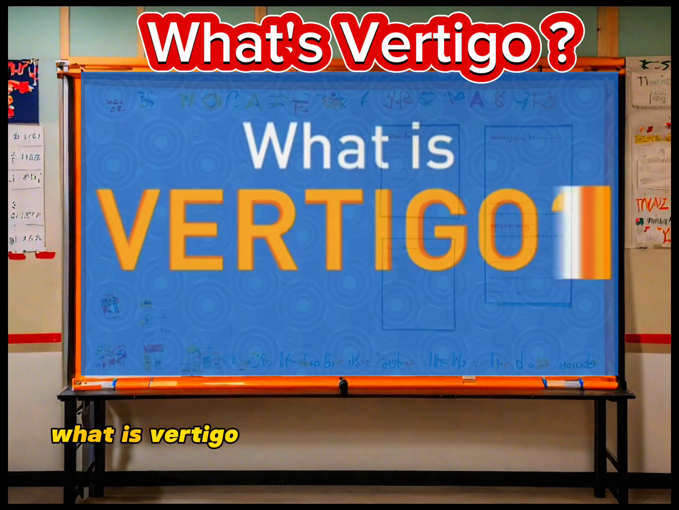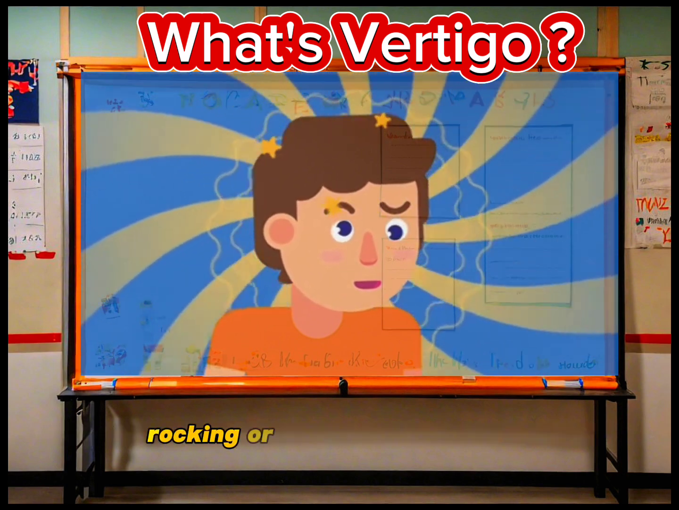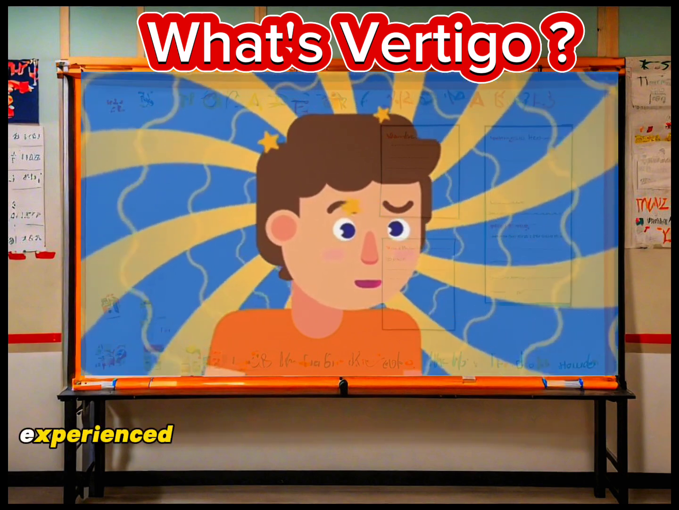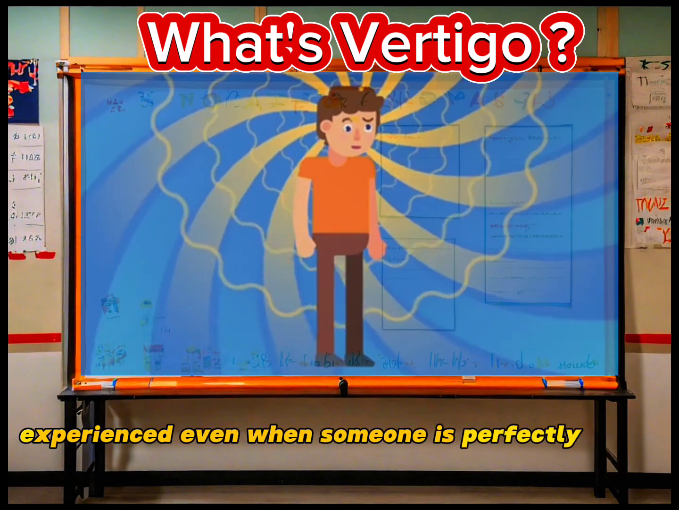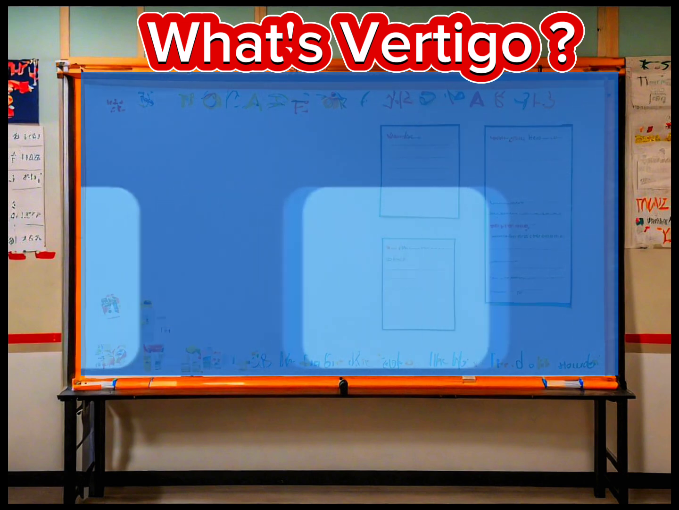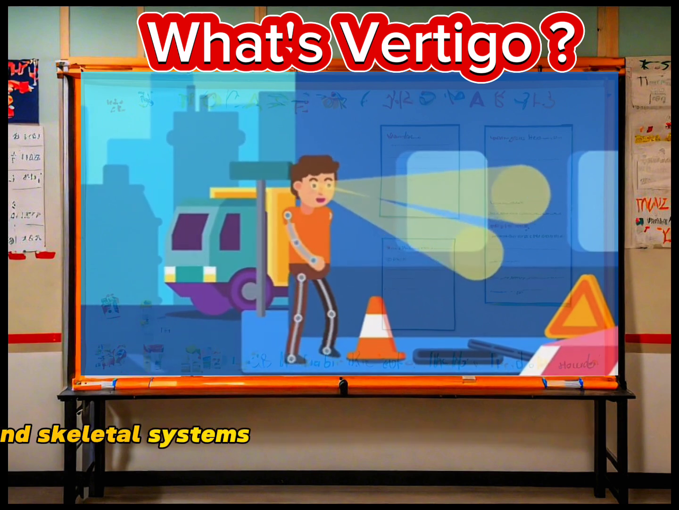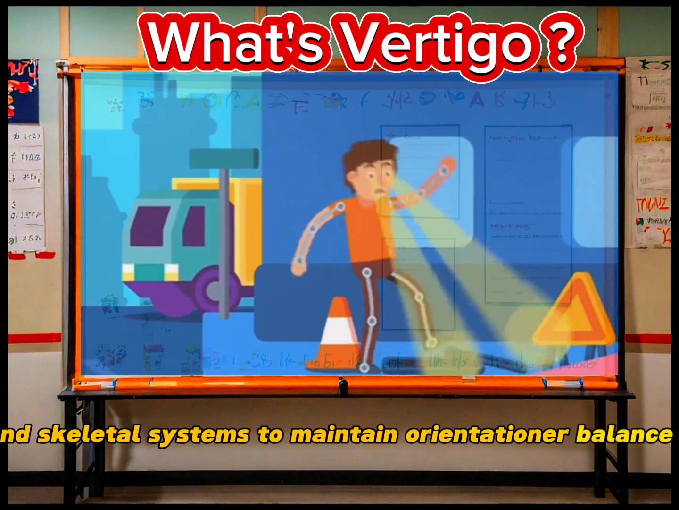What is vertigo? Vertigo is a sense of rotation, rocking, or the world spinning, experienced even when someone is perfectly still. What is the physiology of balance? The human balance system works with our visual and skeletal systems to maintain orientation or balance.